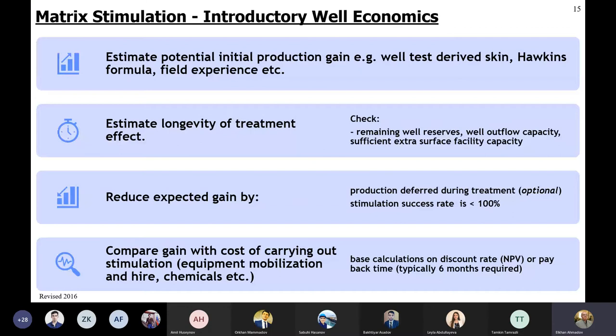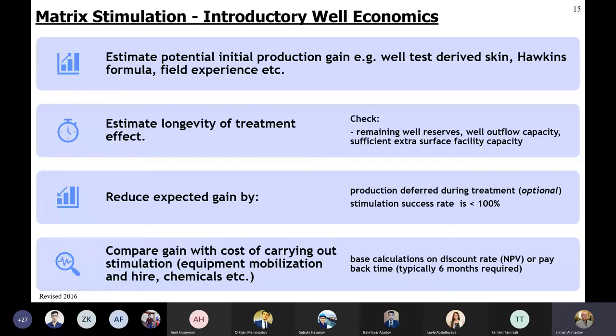And also, how much will this expected gain affect the remaining reserves? How much in total can we produce? For example, if we have low remaining well reserves, then the effect of this treatment, depending on the treatment type and the scale of the treatment, will be less, of course, because we spent our effort, our money for just a little increase for this little amount of remaining reserves, as well as the outflow or surface facility capacity.